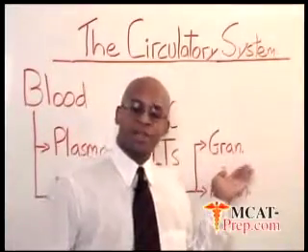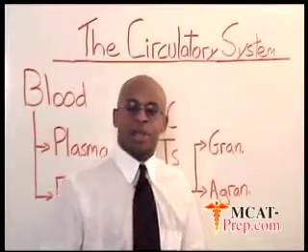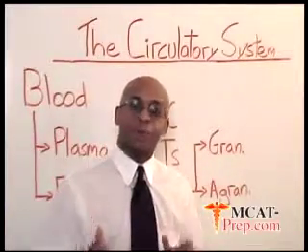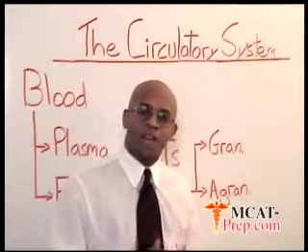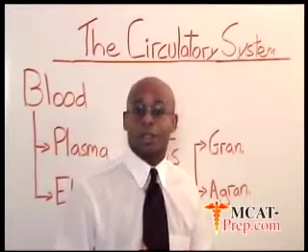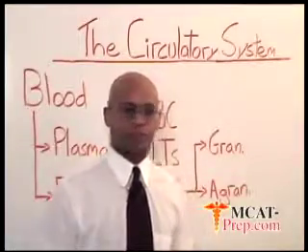So in the granulocytes, there are three types of cells. They are the neutrophils, the basophils, and the eosinophils. The neutrophils are the dominant component of pus. So clearly a very important part of the body's reaction to infection.